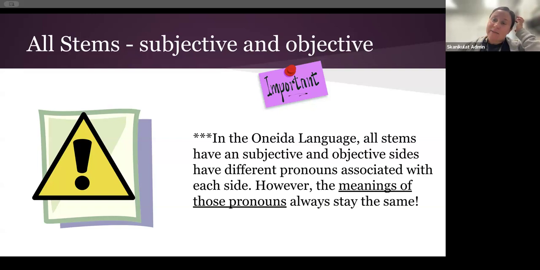Every single stem in our language has 2 sides. One is called the subjective, the other is called the objective. And basically, it sounds just like that. Subjective centers the subject, and the objective is kind of decentering the subject, so to speak. So basically, the subjective, when you say me, you're basically saying me to it. In the objective, you're basically saying it to me.